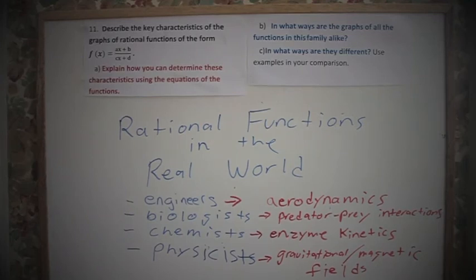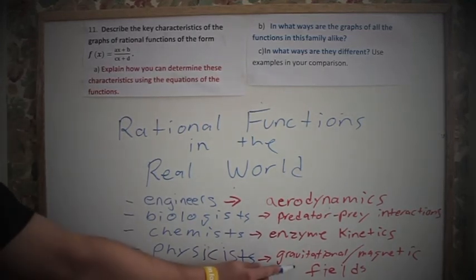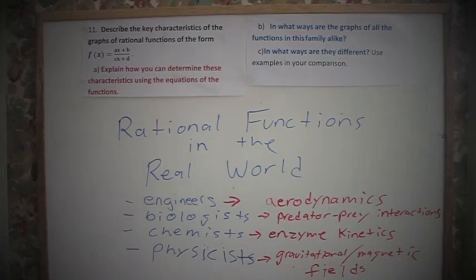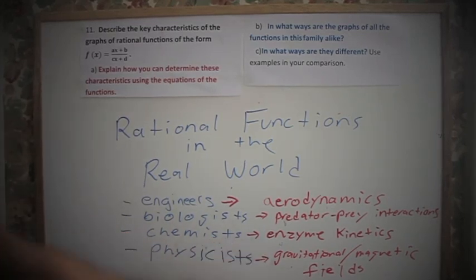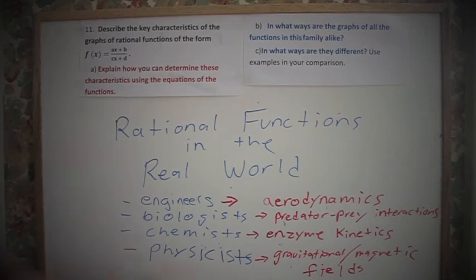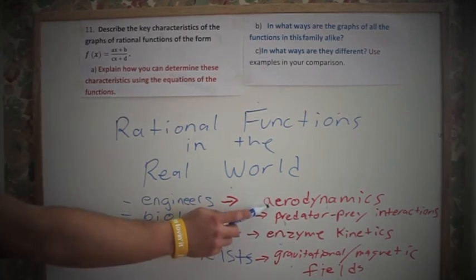Physicists would use rational functions when modeling a gravitational field or magnetic field. In evolutionary biology, it would be used to model predator-prey interactions. In chemistry, it can be used for enzyme kinetics. In engineering, it could be used to develop and improve aerodynamics.